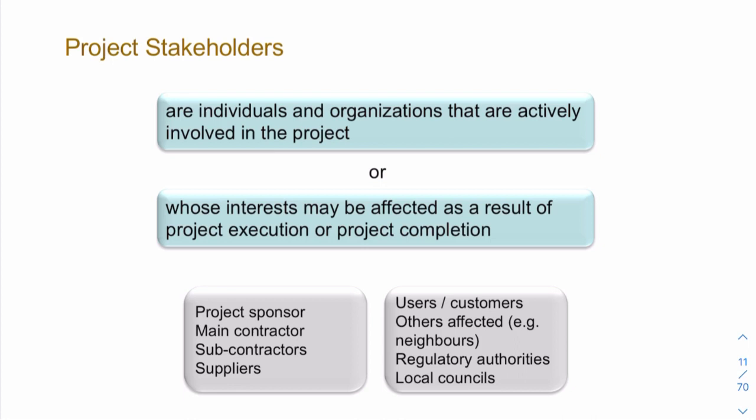So a project sponsor, contractors and subcontractors, suppliers, they might have no knowledge about the details of the project. They might not know what the project objectives are, but a supplier is involved. That supplier is a stakeholder in your project, because if your project fails, then that supplier isn't going to be paid. So the subcontractor is reliant on the contractor, and the contractor is reliant on the sponsor, and all of you have interests that are affected as a result of the project execution or project completion. So these, if you like, are directly related.